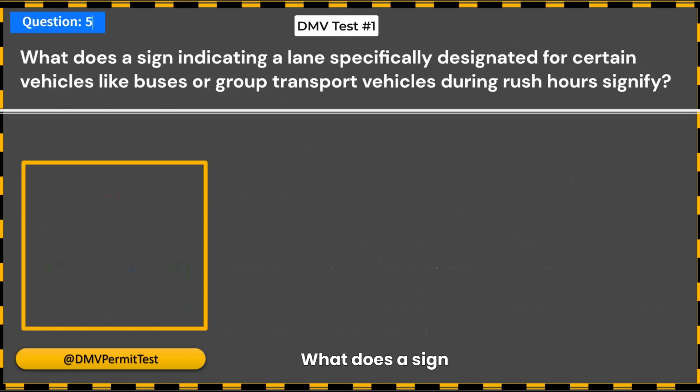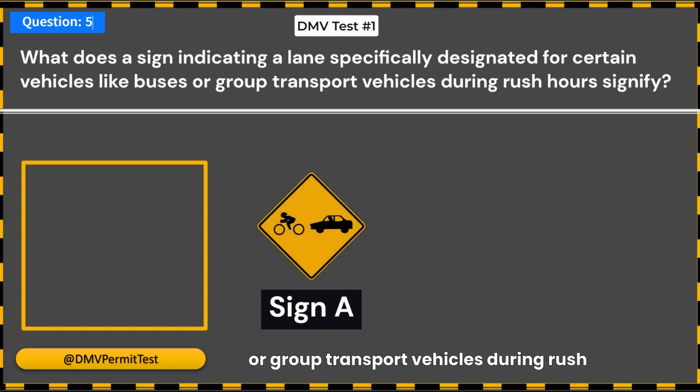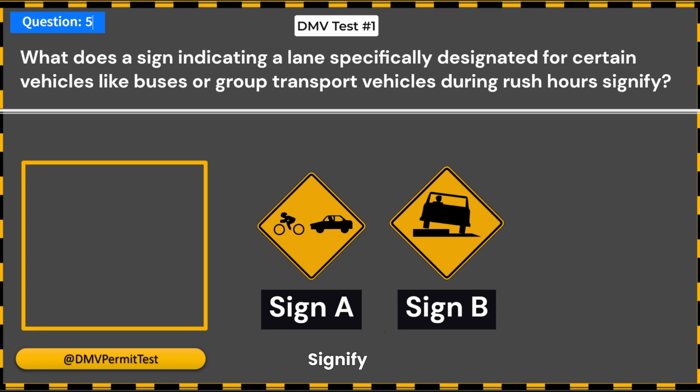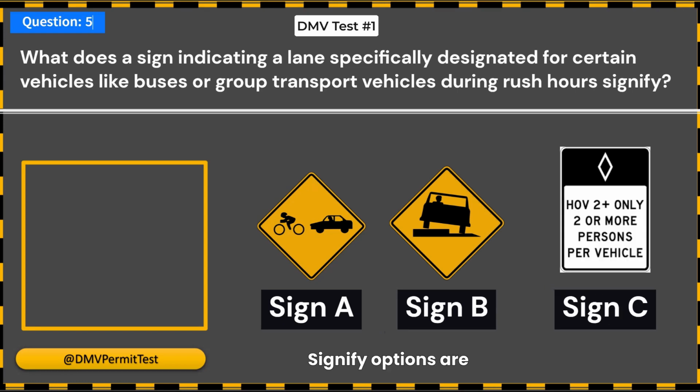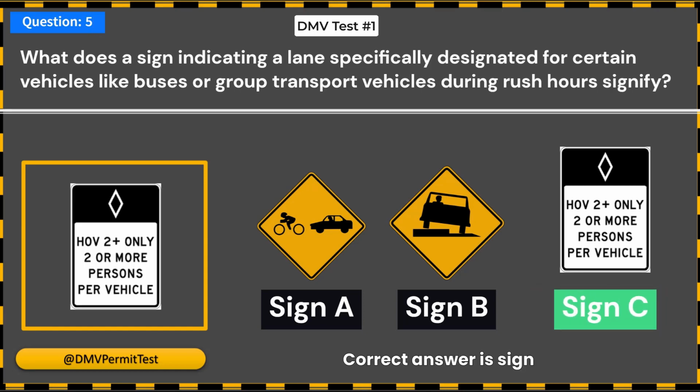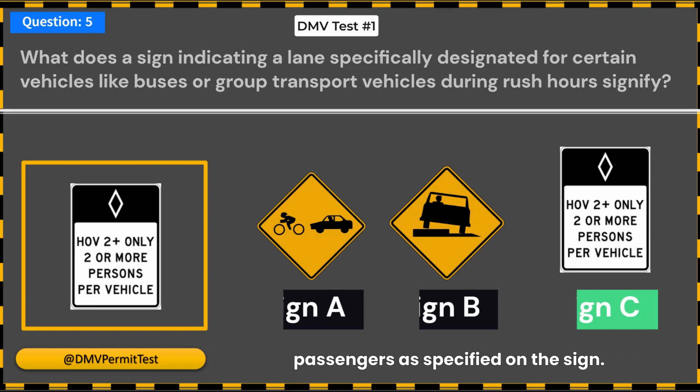What does a sign indicating a lane specifically designated for certain vehicles like buses or group transport vehicles during rush hour signify? Options are sign A, sign B, sign C. Correct answer is sign C. High occupancy vehicle. These signs indicate lanes reserved for buses and vehicles with a driver and one or more passengers as specified on the sign.